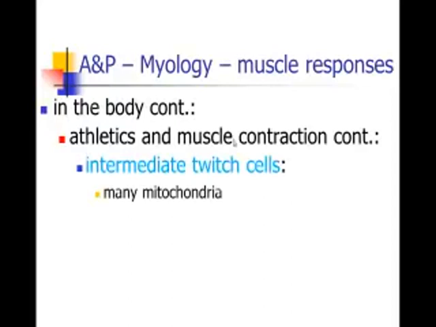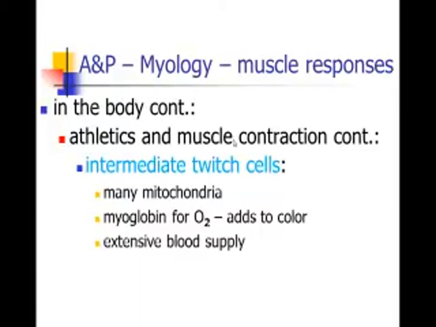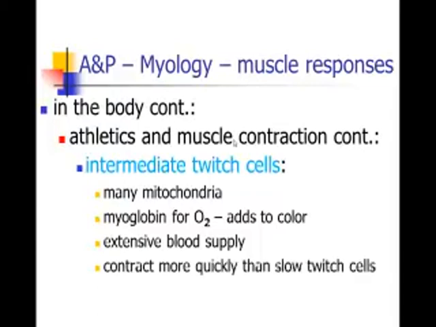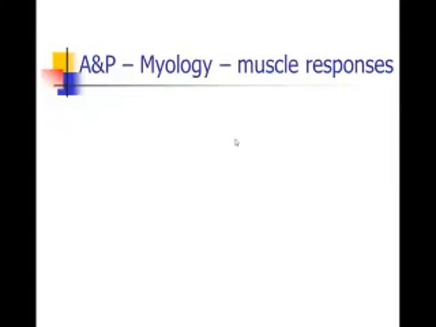The intermediate twitch cells have many mitochondria also, and they have myoglobin also, and they also have an extensive blood supply. So in many ways, their situation is very similar to the slow twitch cells. They contract more quickly than the slow twitch cells, however, so you get a little bit more speed out of them. And these are used for walking and jogging and biking, things that aren't excessively endurance in nature but still need muscle contractions.